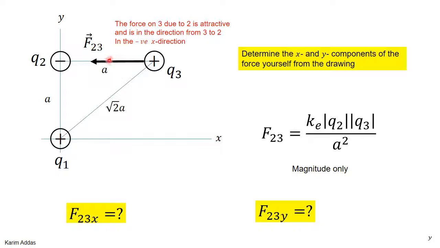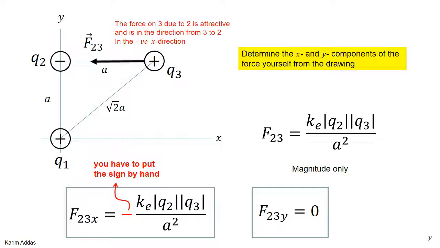And what about the x component? The x component is, you have to put the minus sign yourself. The force is pointing to the left, so you have to put the minus sign yourself. So this minus sign, you have to put it by hand. You can't assume that it's going to come automatically like in the previous method. So you put the minus sign yourself, you put the magnitude, and then you forced the force to be in the negative direction for the x force component. The y component is 0. So this is the case for the force on 3 due to 2. We got its x component and its y component.